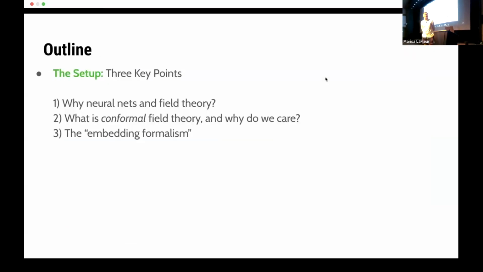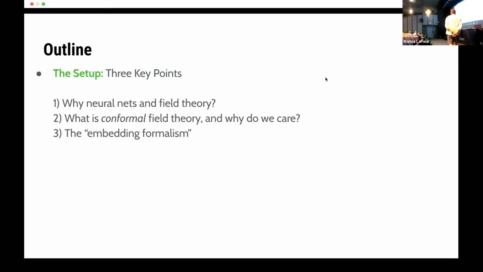So the setup of the talk is that there's three key points that I want to give you at the very beginning before I tell you about what we're doing. Sort of just why neural networks and field theory generally, what is conformal field theory and why should you care? And then I'll tell you about something called the embedding formalism, and any different subfield of physics probably has something called the embedding formalism. There's many different notions of embedding formalism.